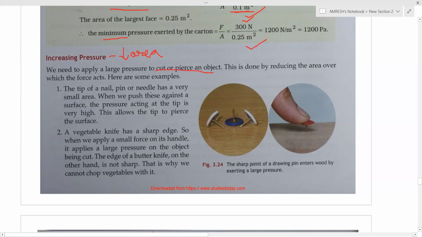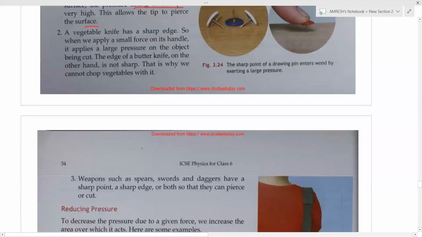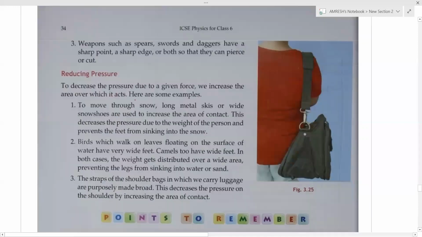The tip of the nail pin has a very small area. When we push this against a surface, the pressure acting at the tip is very high. This allows the tip to pierce the surface. A vegetable knife also works the same way. How to reduce pressure? By increasing the area. You have to increase the area.